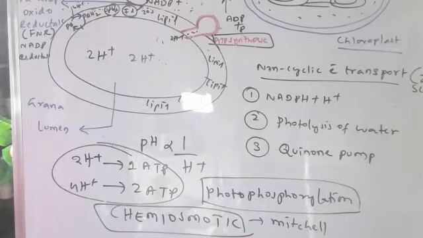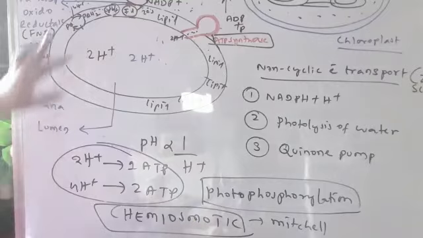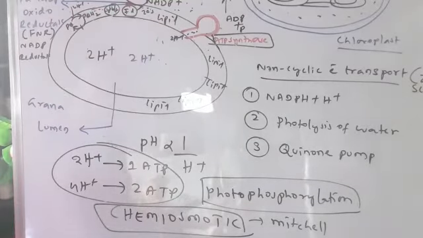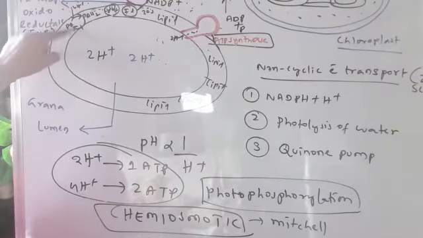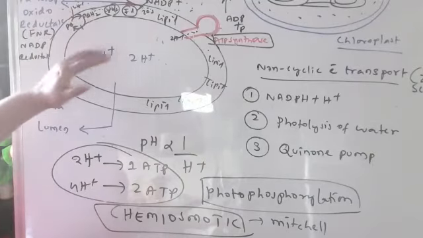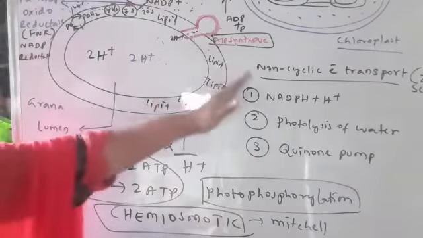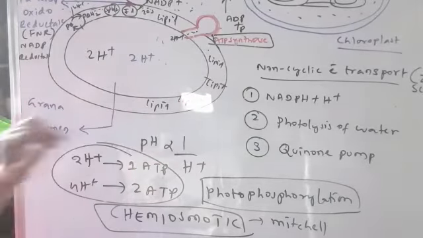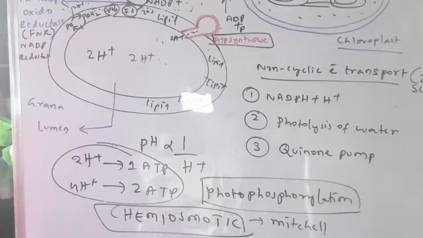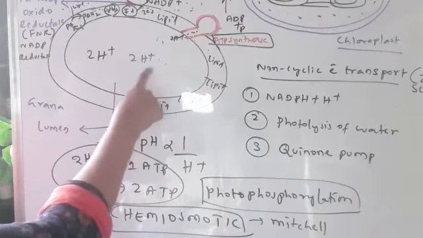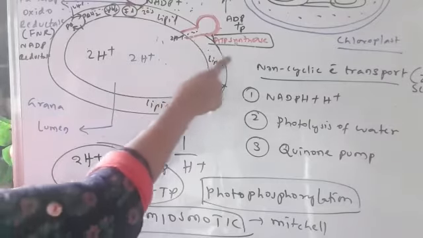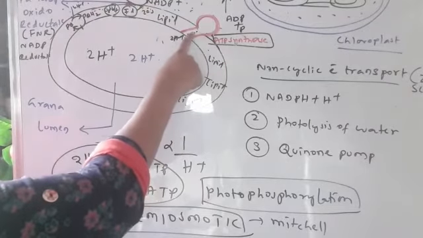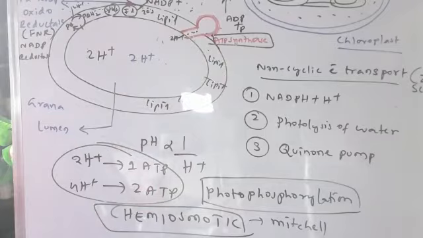And we have to know that for the chemiosmotic hypothesis to take place, a membrane is necessary. There should be a proton pump which pumps the protons into the lumen. There should be a proton gradient, high proton concentration in the lumen and low in the stroma. And there should be a transport mechanism for the protons from high concentration to low concentration, which is ATP synthase. All these are required for the chemiosmotic hypothesis to take place.